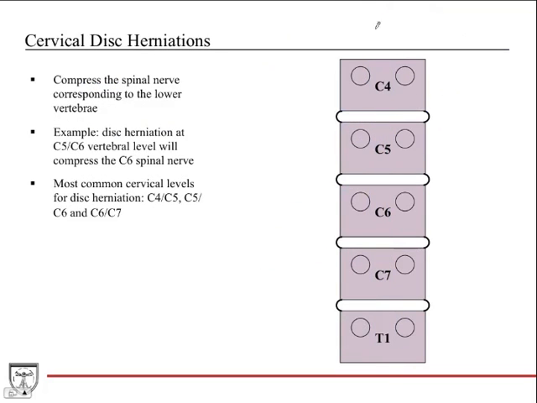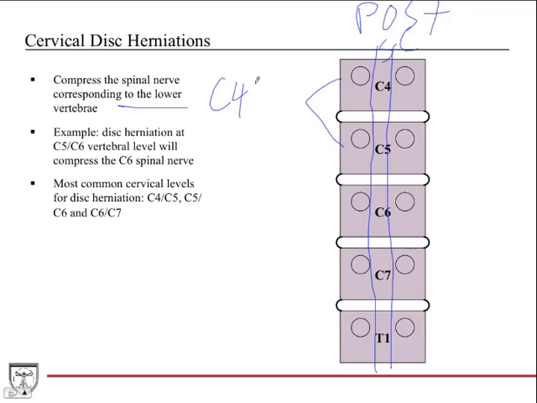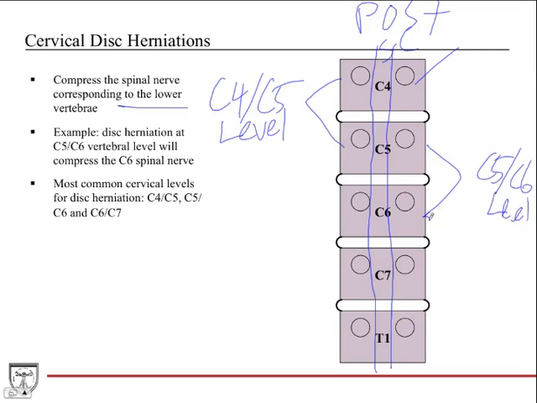All right, so now let's talk about the cervical disc herniations. So this is a posterior view. We'll draw our spinal cord here, traveling through the vertebral canal. So they compress the spinal nerve corresponding to the lower vertebrae. So a vertebral level, let's first talk about that, okay? A vertebral level would be the C4, C5 level, okay? It's not C4 level. If you're going to say something's at the C4 vertebrae, you would just say it's the C4 vertebrae, okay? Versus this is the C4, C5 vertebral level. What's the next level down? The C5, C6 level, okay? Then you have C6, C7 level, okay?